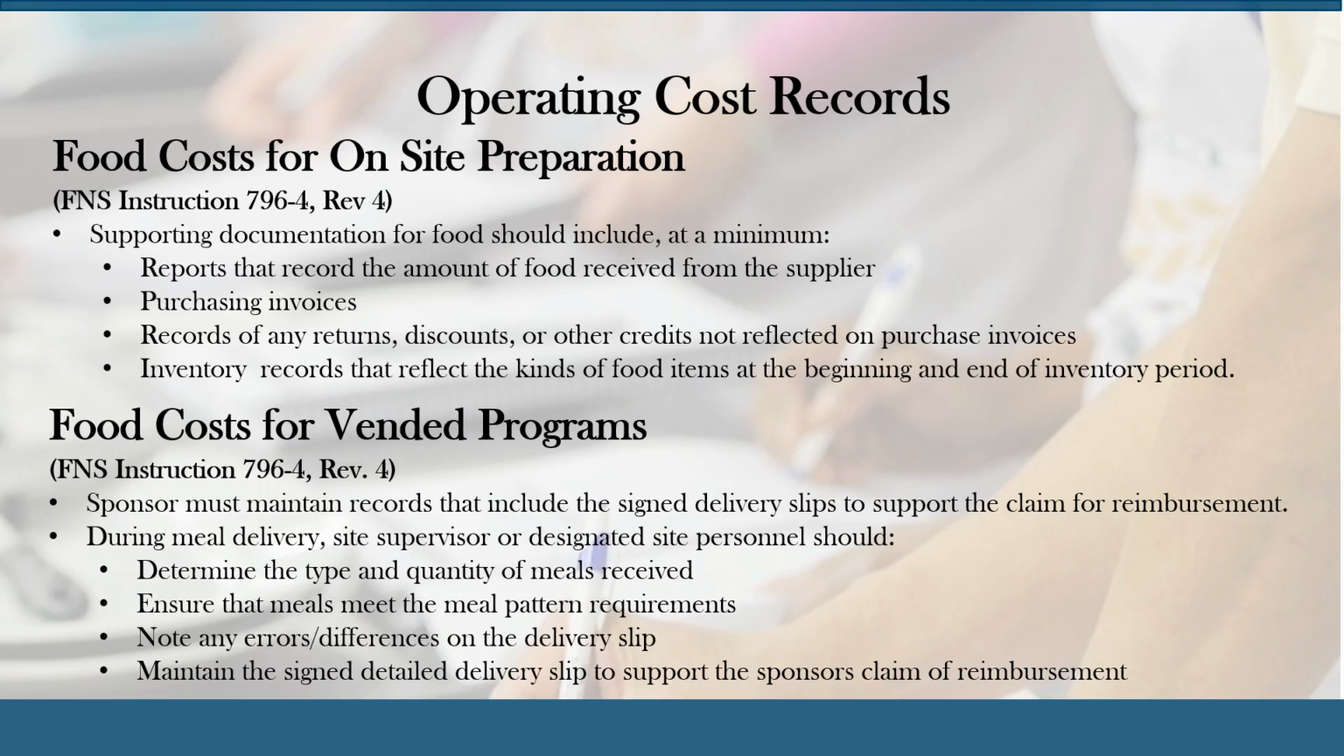The operating cost records. Operating costs are allowed costs incurred by the sponsor for preparing and serving meals to eligible children and program adults. These costs include costs of food used, labor, non-food supplies, and space for the food served. All costs must be fully documented and must represent actual program costs.